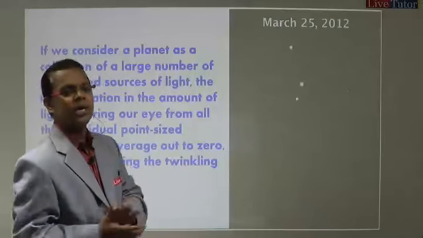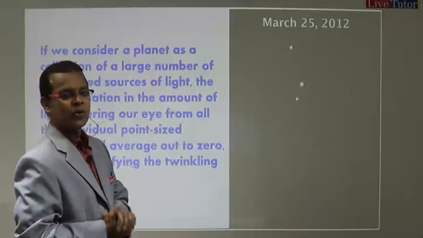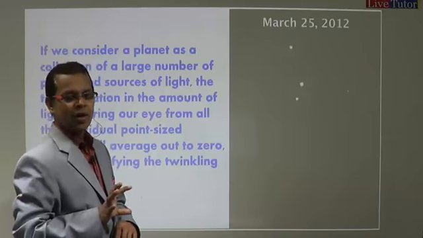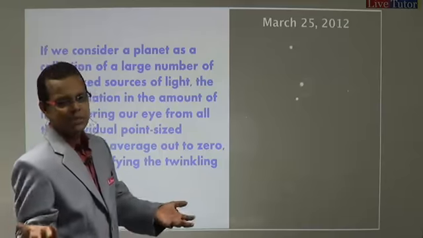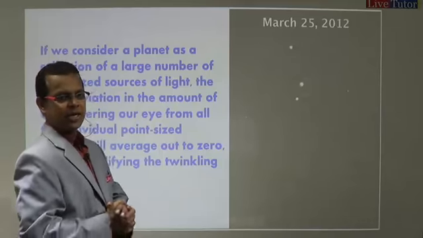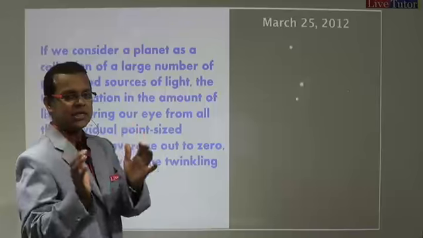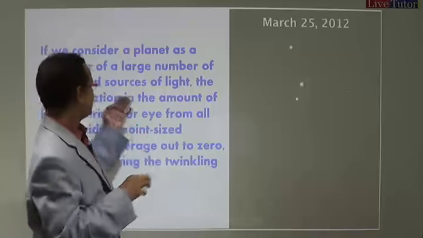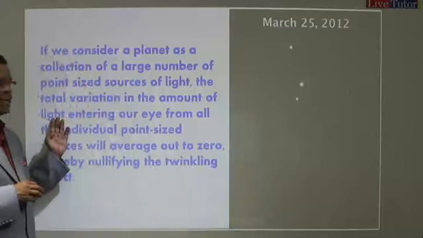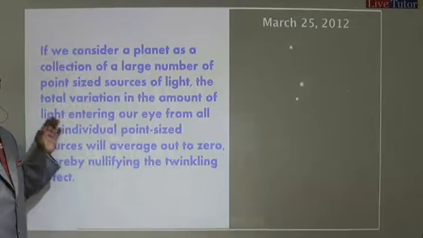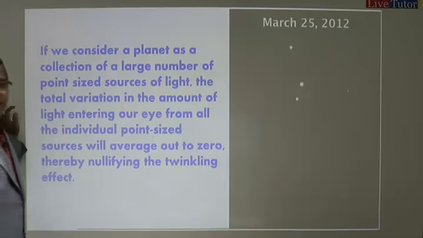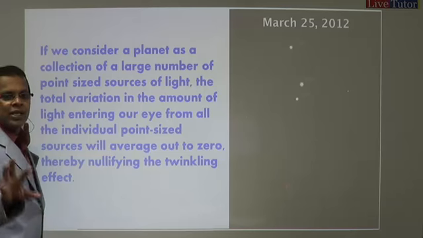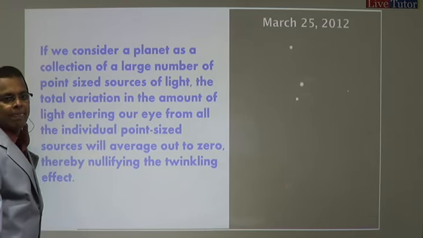There won't be any twinkling effect. So from the planet, we keep on getting light constantly, so there cannot be any twinkling effect. Understand? It is because it can be considered as a collection of a large number of point sources of light. So the total variation in the amount of light entering our eye comes from all the individual point sources, and it averages out to zero, so the twinkling effect is nullified.